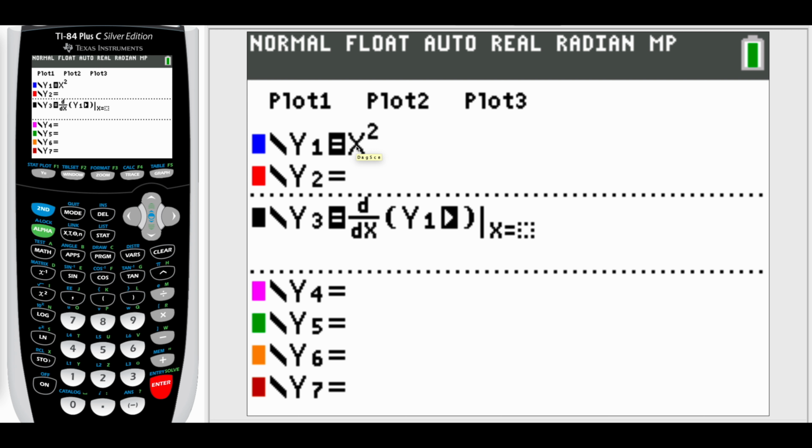So if I change that to x to the third, it would be finding the derivative of x to the third or x to the fourth, or any function, sine x, it doesn't matter. It would find the derivative of that, and you don't have to write it in two places. It just kind of shortcuts it a little bit.